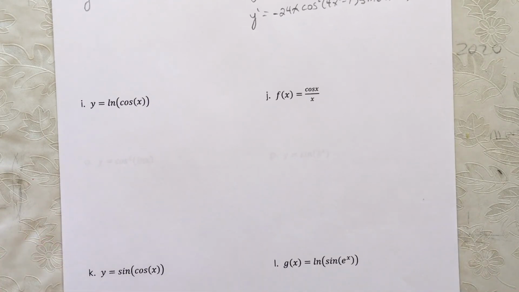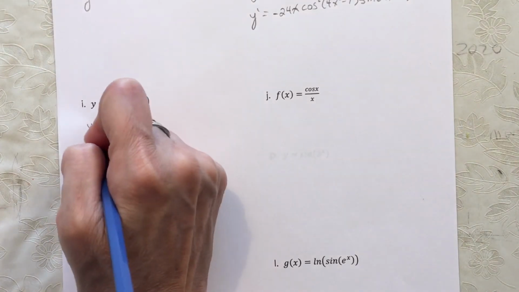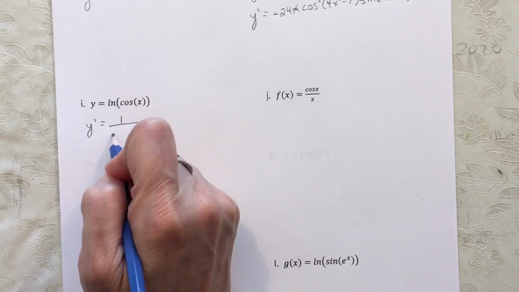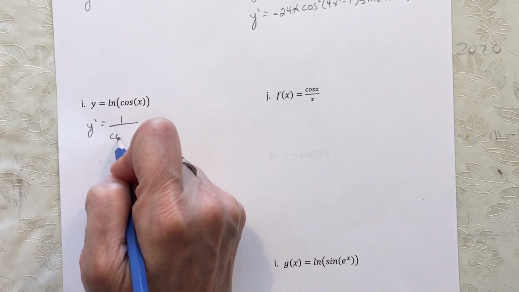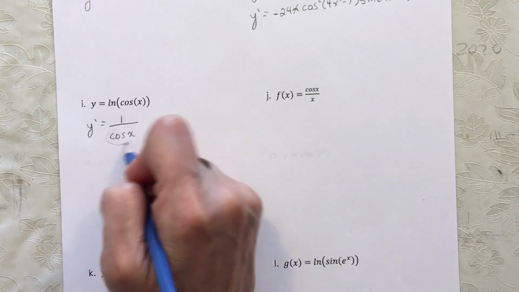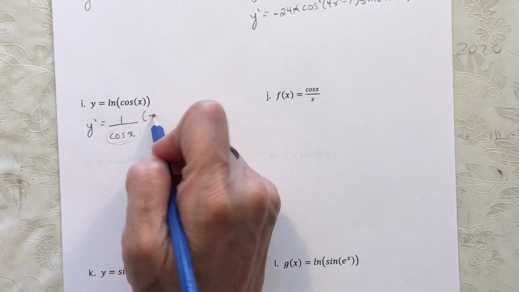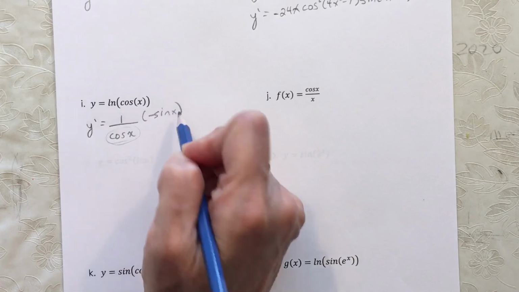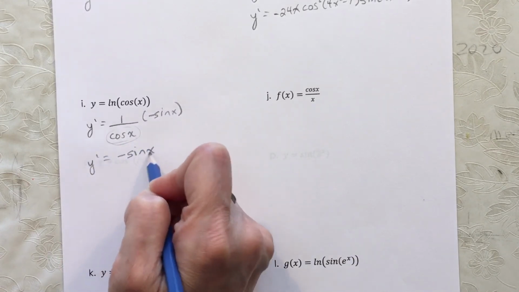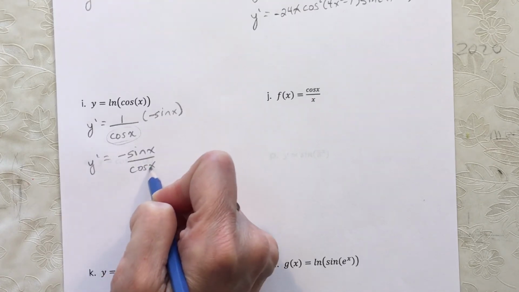Okay, I is the ln of the cos of x. Y equals the ln of the cos of x. So it's a ln first. So y prime, how does ln work? It's 1 over whatever you're taking the ln of. So 1 over the cos of x. And then times the derivative of cos of x, which is negative sine of x. So y prime turns out to be negative sine of x over cos of x.